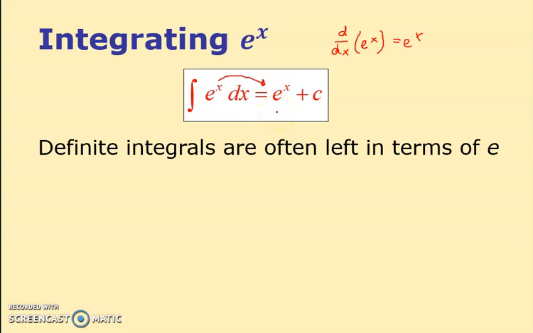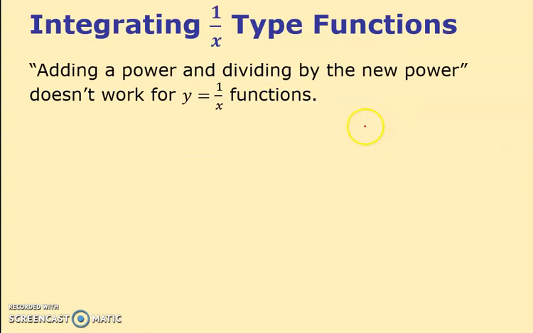And very often if you do definite integrals, and of course then you wouldn't have a plus c, you very often leave your answer in terms of e, so it might be e to the 2 or e cubed or something like this. Or just simply if it was e to the 1, e to the 1 is very often just written e.